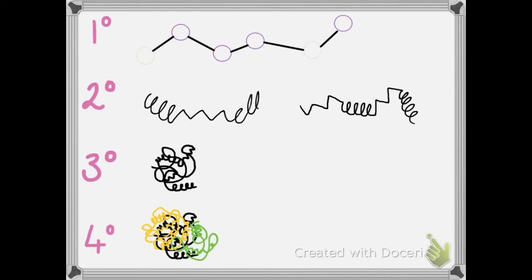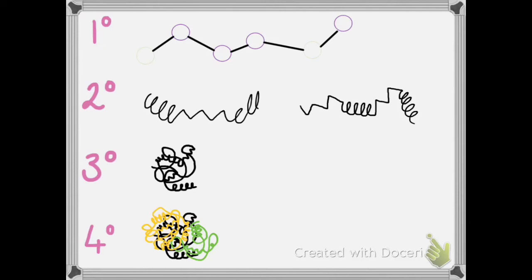They can then undergo folding into beta-pleated sheets or curling into alpha helices. This is a secondary structure. These can then fold into a specific 3D structure. It's due to things like the charges of the R groups causing interactions. This is the tertiary structure.